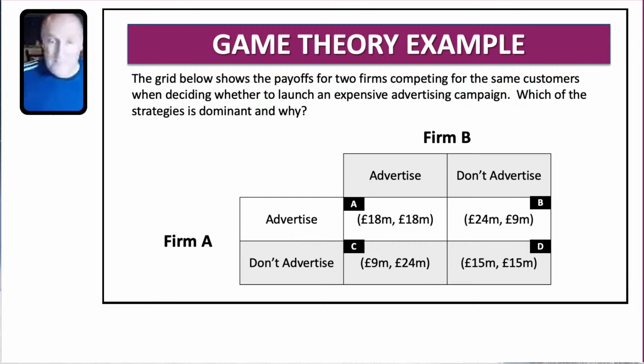Now, here's a game theory example. So this grid shows the payoffs for 2 firms competing for the same customers. So it's a classic 2-firm, 2-choice game theory scenario. And they're deciding whether to launch an expensive advertising campaign. Now, I guess the payoffs here are probably expected profits.